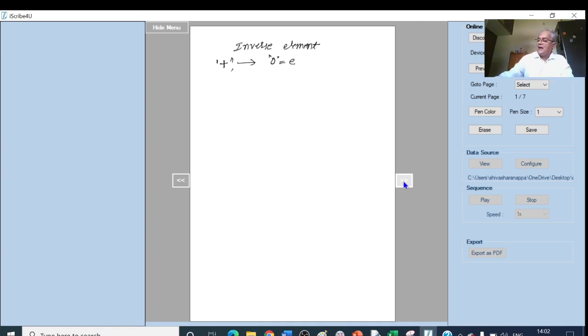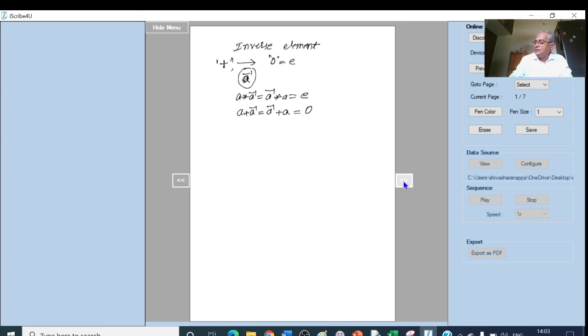Inverse element is defined as, usually we denote the inverse element by a to the power minus 1. We say that this is the inverse of a if a star a inverse equal to a inverse star a is equal to e. That is, if I write with respect to this plus here, then a plus a inverse equal to a inverse plus a is equal to e, which means e equal to 0, right?